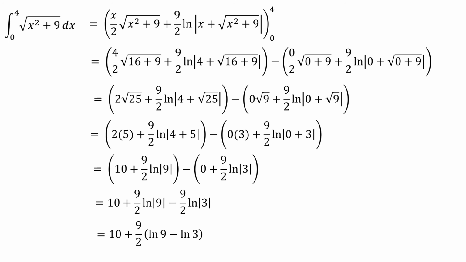Hey, we can condense the logarithms, right? They're both log base e, right? Natural log is log base e. And so if the bases match, we can condense. And of course, subtraction will condense with division. So it just becomes natural log of 9 over 3. And of course, 9 divided by 3 is 3. So if I want an exact answer, that's my exact answer. 10 plus 9 halves times the natural log of 3.